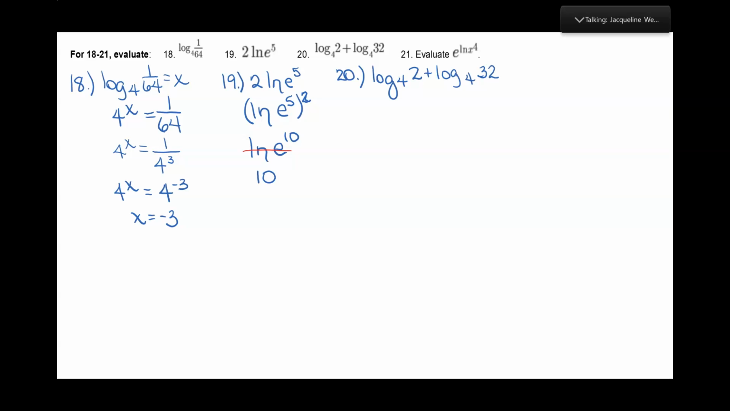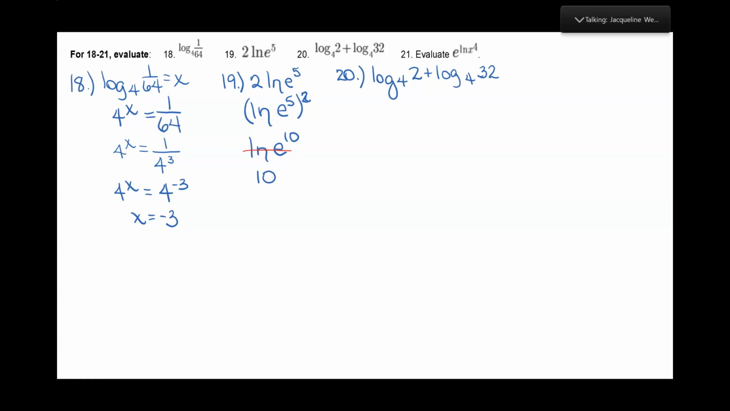Now, another way you could have done that one is up here in the very beginning. Maybe you looked at this and you went, okay, ln e drops out. And so that would just give you 2 times 5, and that would also give you 10. Okay, so like we said, a couple of different ways that you could approach that one.